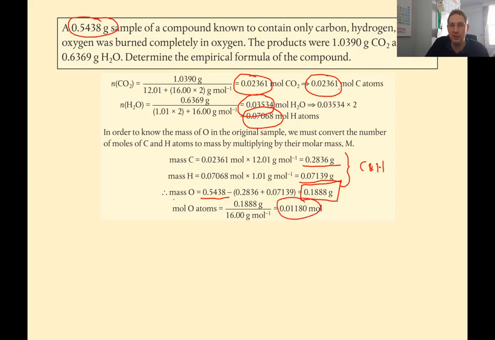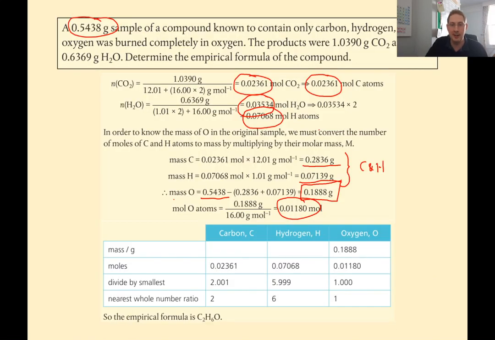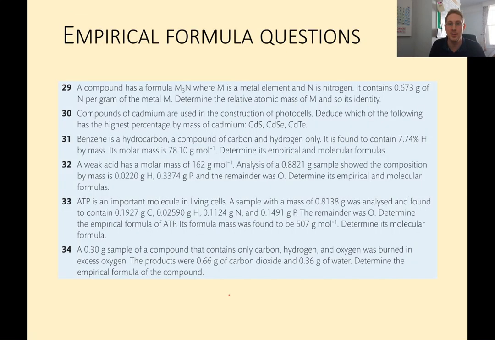So we know the moles of carbon, moles of hydrogen, moles of oxygen. They're not friendly numbers. What do we do? We divide by the smallest number, and now we get a ratio that looks far more friendly. We can see that the ratio is pretty much 2 carbons to 6 hydrogens to 1 oxygen, C2H6O. And if you want, here's some more examples. Pause this and have a look at these questions.